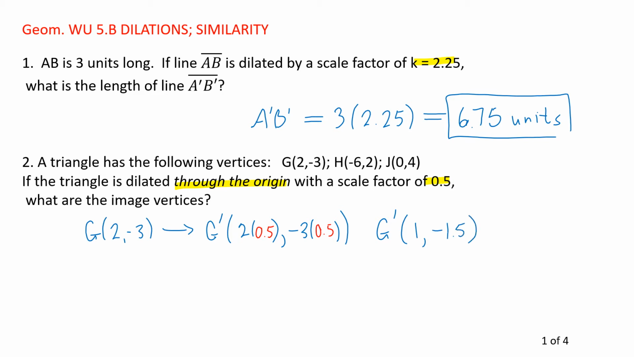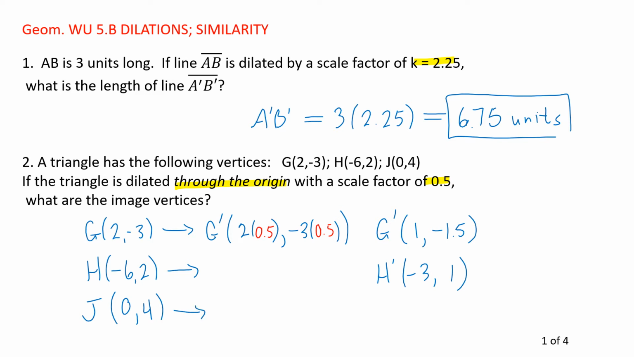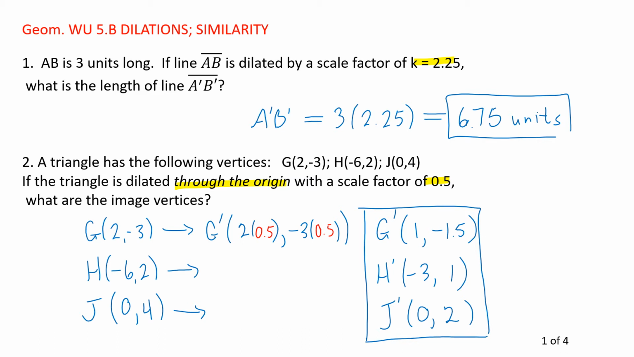G prime. Same thing for H. You just take -6, 2, and multiply both of those by 0.5, or divide by 2. And J, 0, 4. Half of 0 is 0. Half of 4 is 2. Those will be the coordinates of the image after that dilation with a scale factor of 0.5.